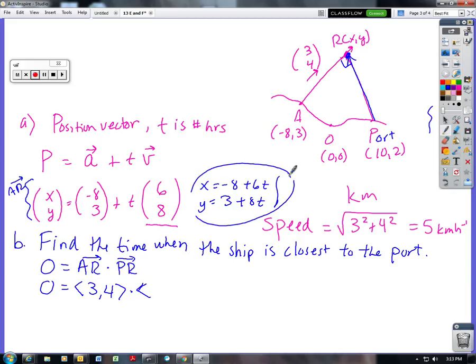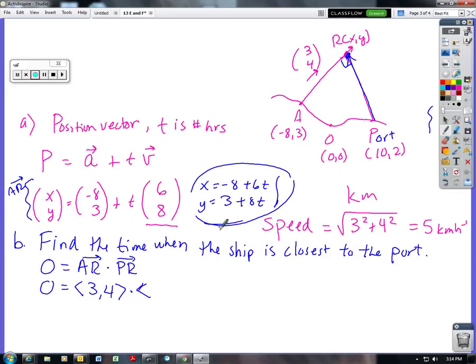I wrote it in parametric form. I can't remember if I did that before this sound went down or not. But anyway, because R is on the line AR, these parametric equations that I just circled would give us the coordinates of R for some value of t. So we can use these two to get this vector PR. Let's just go ahead and do it.